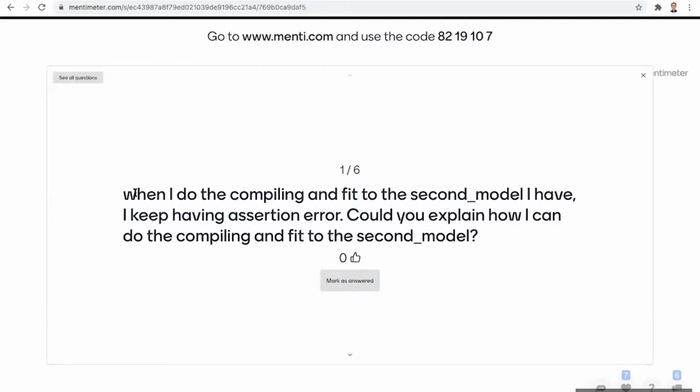Okay, for these students, I need to see your code. So just wait, okay, just wait.